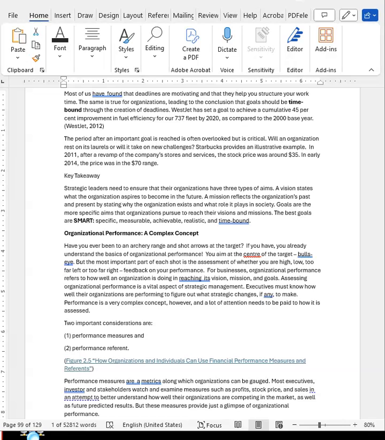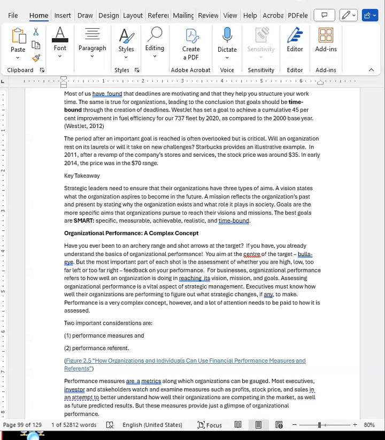In 2011, after a revamp of the company's stores and services, the stock price was around $35. In early 2014, the price was in the $70 range. Key takeaway: strategic leaders need to ensure that their organizations have 3 types of aims.